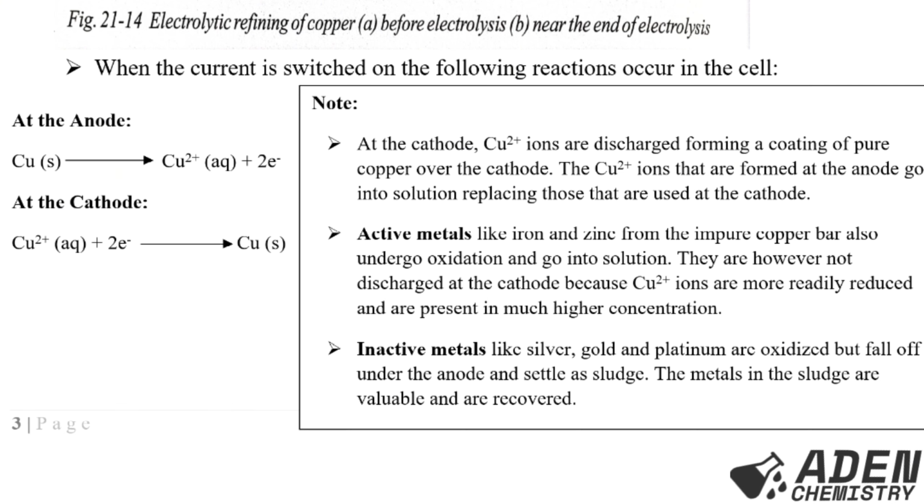So next, inactive metals like silver, gold and platinum are not oxidized, but fall off the anode and settle as sludge. The metals in the sludge are valuable and they are recovered.